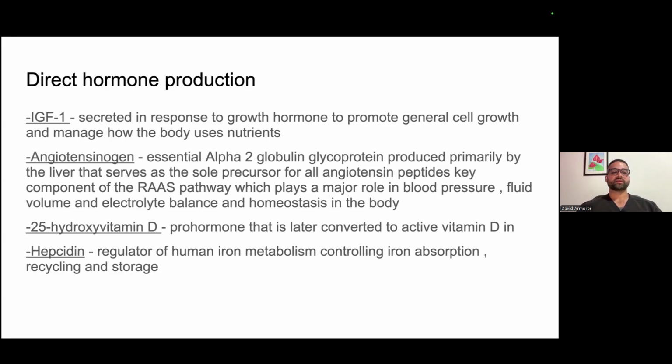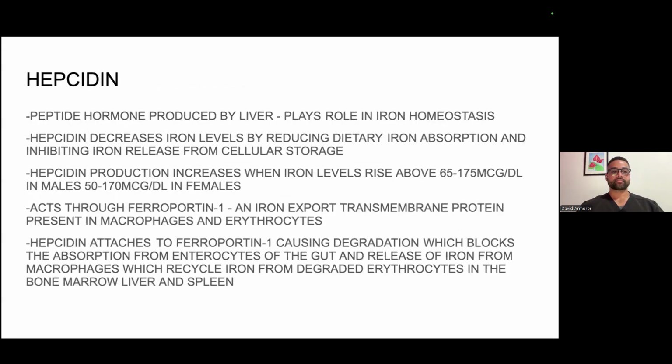And then you have the 25-hydroxyvitamin D, which is a pro-hormone that is later converted to active vitamin D, which is very important in the calcium homeostasis within the body. Then you have the last hormone, which is hepcidin, which is a regulator of human iron metabolism, and it controls iron absorption, recycling, and storage. So the most important one would be the hepcidin.